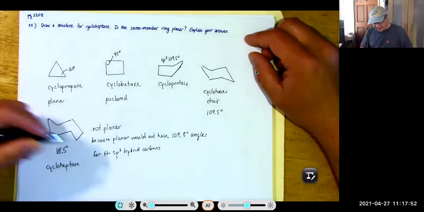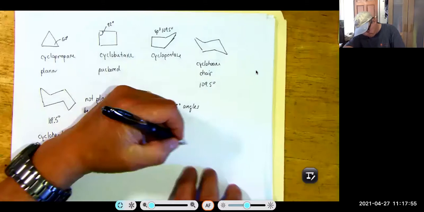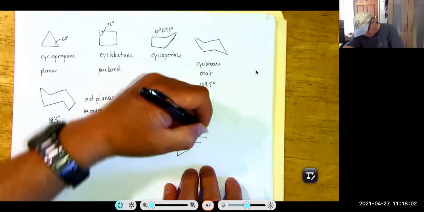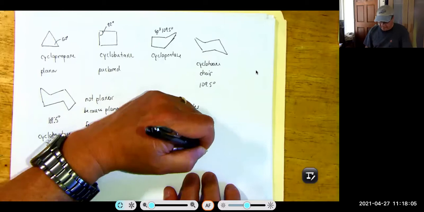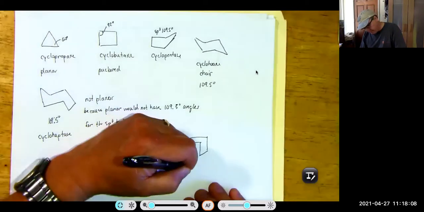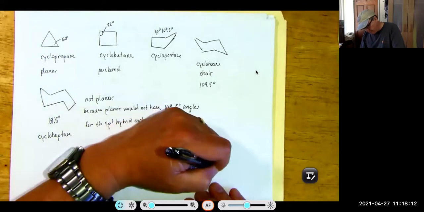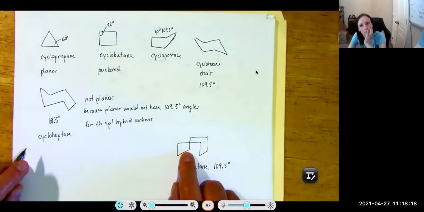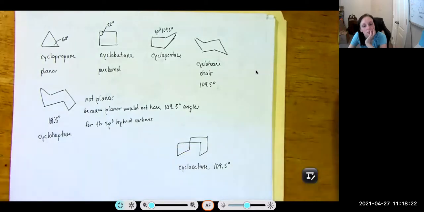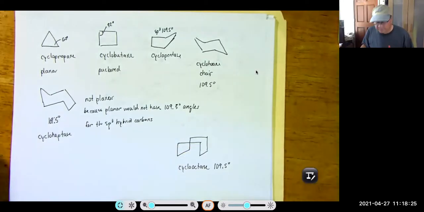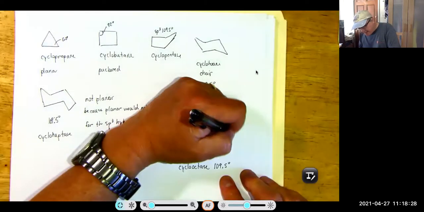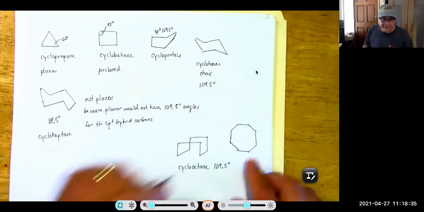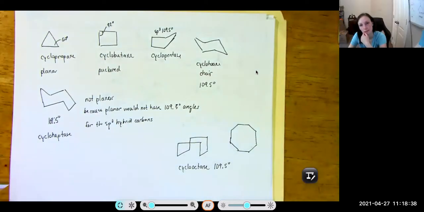And cyclooctane looks like this. To me, this looks almost like a side table, where these are like metal bars and you put a wooden top on top. But this is cyclooctane. Cyclooctane is not like this. So this is a stop sign, and that's flat. Why is it not flat? These angles are too big.